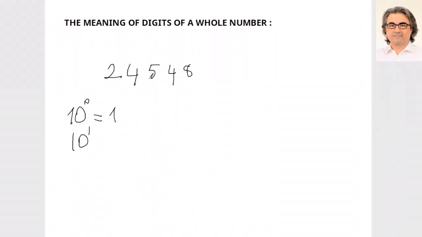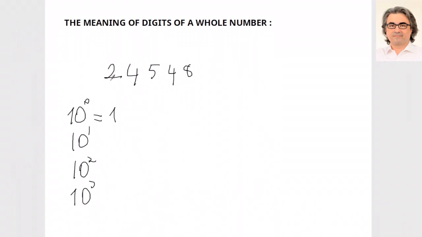What about 5 after 4? The meaning of 5 is the following. I have 5 hundreds, or 10 to the power of 2. And after that, the meaning of 4 is the following. I have 4 thousands. 1,000 means 10 to the power of 3. So I have 4 thousands in my hand.